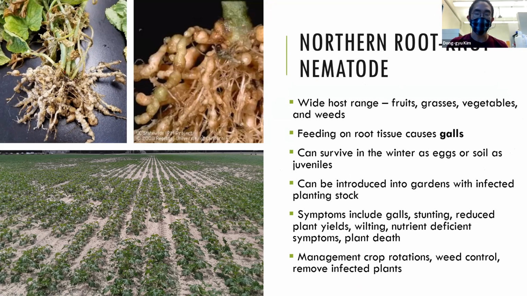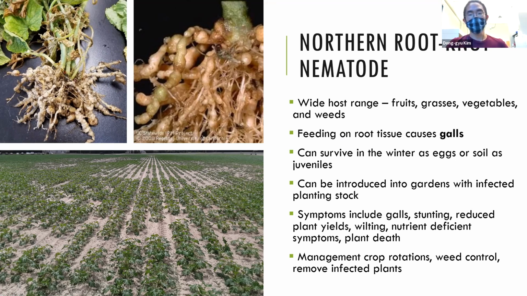The northern root knot nematode has an extremely wide host range that comprises hundreds of plant species that are fruits, grasses, vegetables, and weeds. This nematode's feeding on the root tissues causes those symptomatic galls. Although these galls may just lead to stunting in some vegetables, particularly for root vegetables, galling, as this is called, may cause a value reduction in your crop. And thus, root knot nematodes are very important to watch out for.